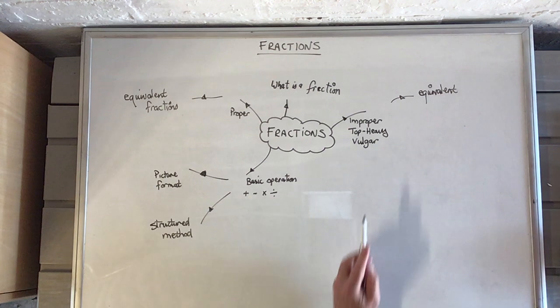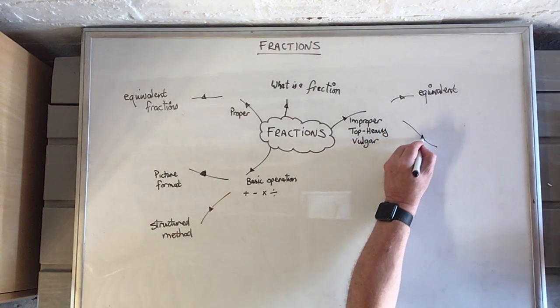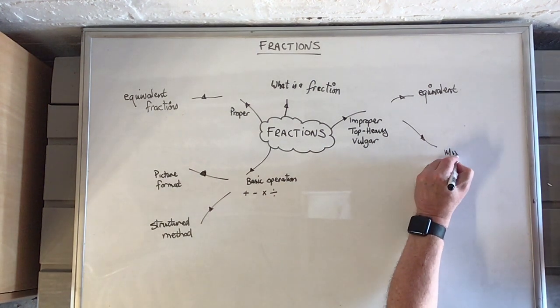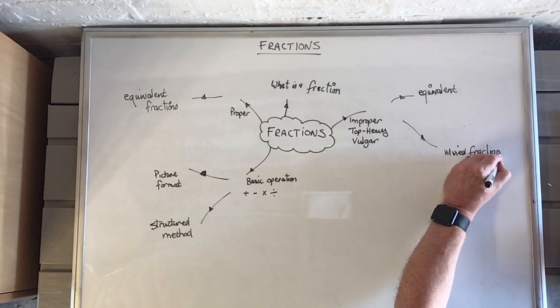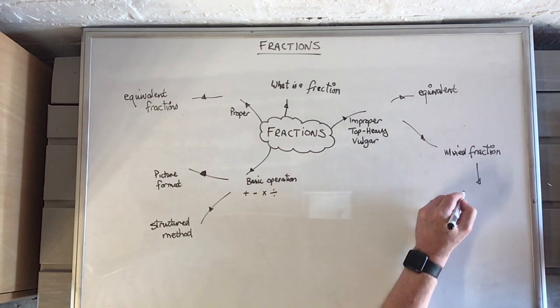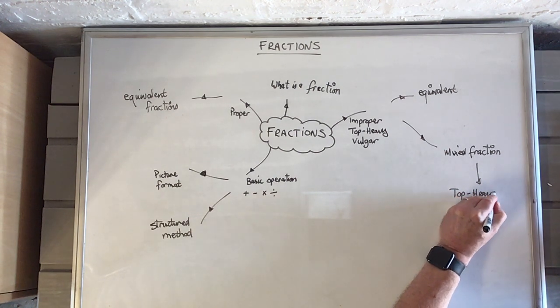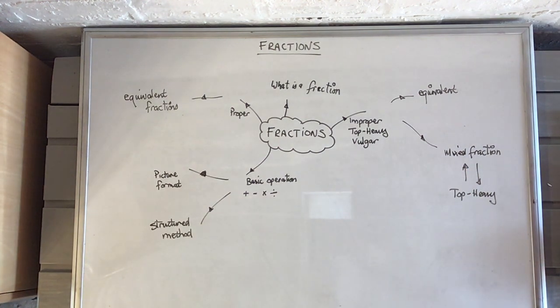Okay. And now within top heavy and improper, there's techniques we have to know, and the techniques are going from a thing called a mixed fraction to top heavy. So we'll have to be able to do that, and going the other way as well. We have to be able to go the other way. And I think that's everything we sort of need to know about fractions.